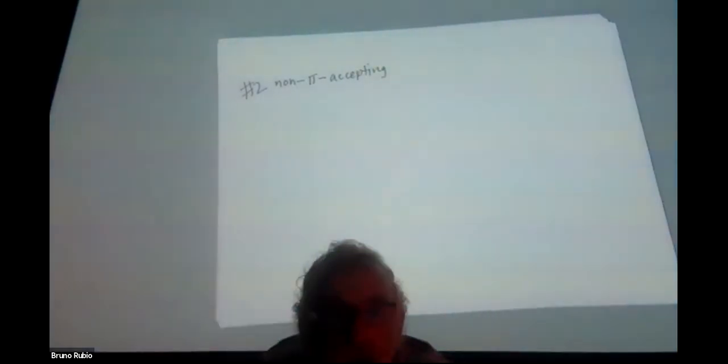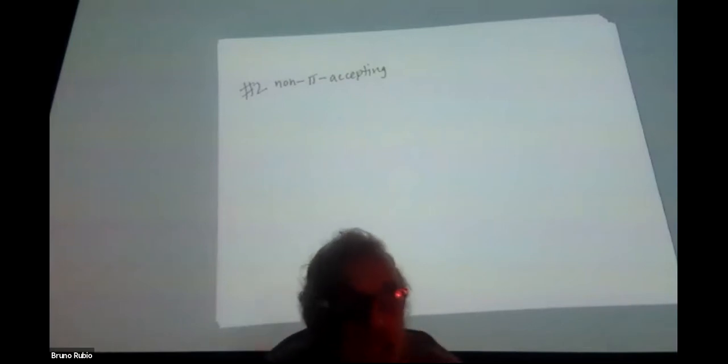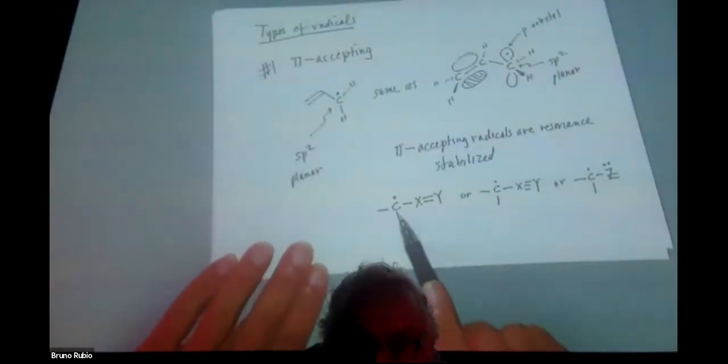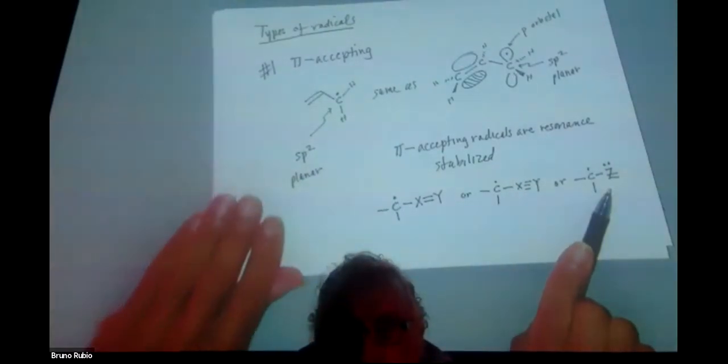All right, and these are radicals that do not enjoy resonance stabilization. Just to repeat, you're looking for a pi accepting radical. What are you looking for? A dot next to a double bond, or a dot next to a triple bond, or a dot next to an atom that has an unshared pair of electrons. The non-pi accepting radicals are everything else.